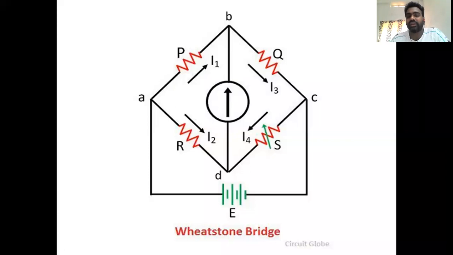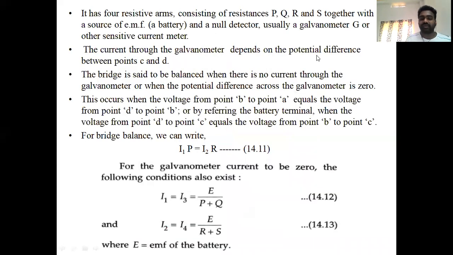I1 is equal to I2 is equal to I3 is equal to I4. The entire bridge is in balanced condition. At that instant, the current flowing from A to B, that is I1, is equal to the current flowing from B to C, that is I3, which is equal to E divided by P plus Q. E is nothing but EMF.